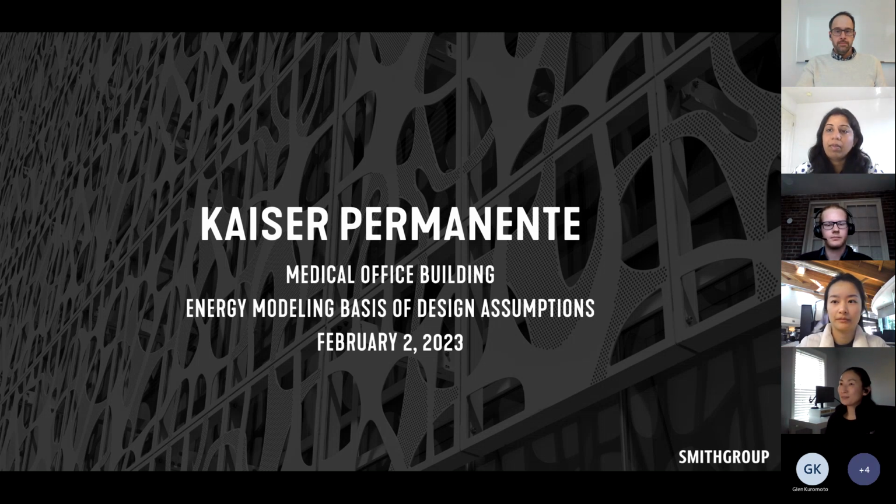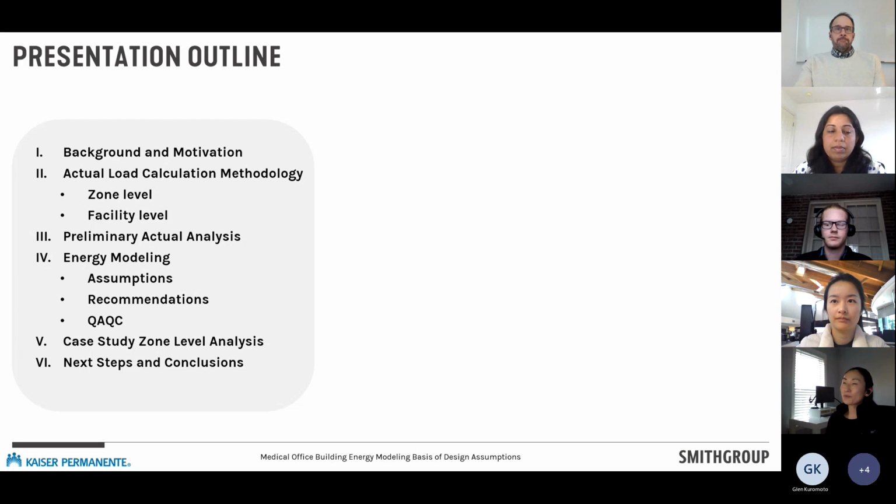Great, so there's our team. Next, just what we're going to go through in this presentation. We'll start with our background and motivation, look at our actual load calculation methodology at both the zone and facility level, preliminary actual analysis of BMS data, and then look at our energy modeling, our assumptions, recommendations, QA/QC, and our case study zone level analysis, as well as finishing off with our next steps and conclusions.